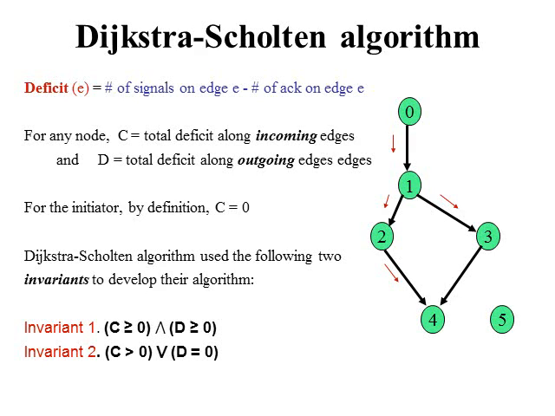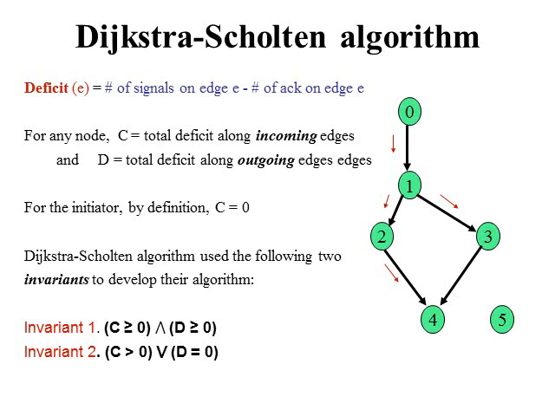All right, so the 0, 1 edge gives the value of the deficit C, which is the total deficit along the incoming edges for node 1. Then the total deficit along edges 1, 2 and 1, 3 is given by D, which is the total deficit along the outgoing edges. Once again, this is for process 1.